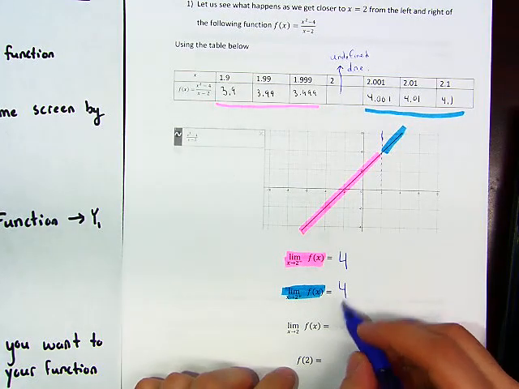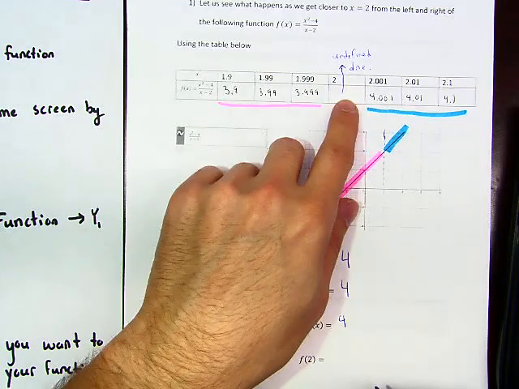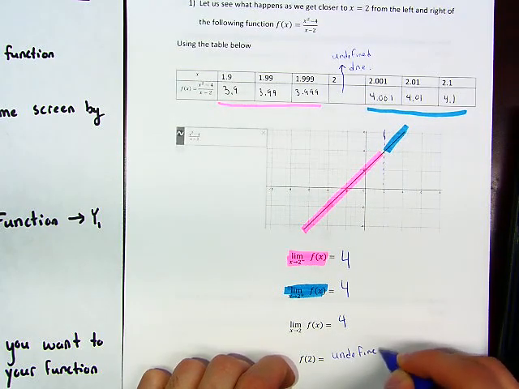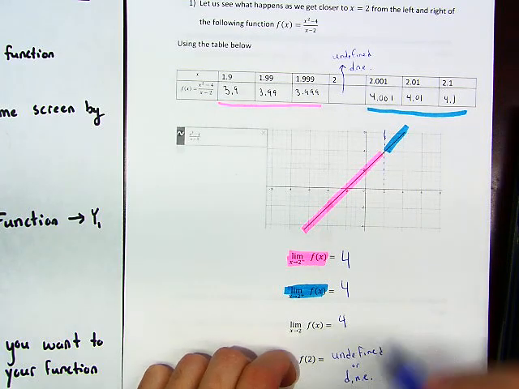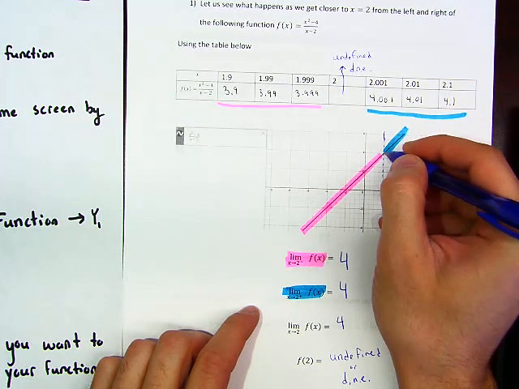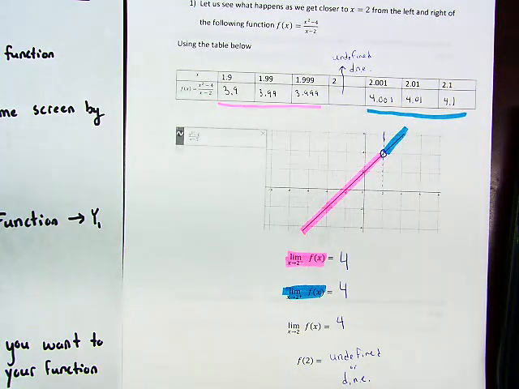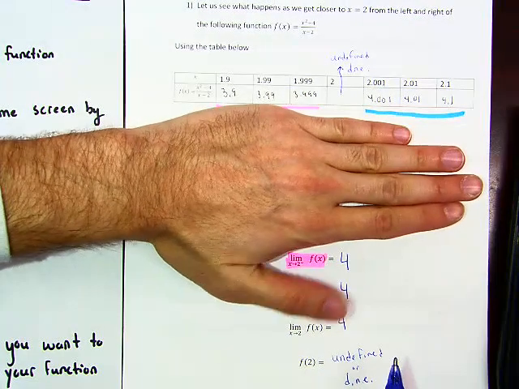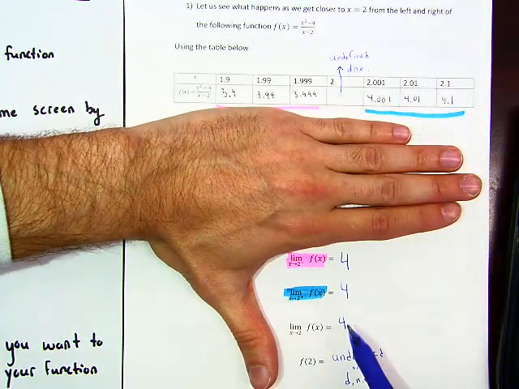And so the limit is going to 4, right? But when I plug in 2, it's undefined or does not exist. Does not exist, right? And here, it's not shown in the picture, but there has to be an open hole here. Okie dokie. So notice that even if we didn't have the visual, using a table, we were able to figure this out.